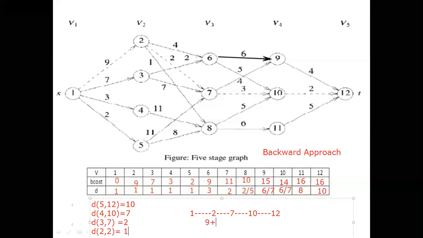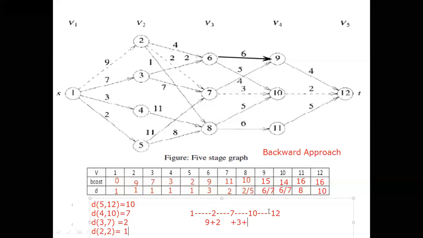9 plus 2 to 7. What is the path? 2 to 7. What is the path? It is 2. Next is 7 to 10. What is the path? It is 3.